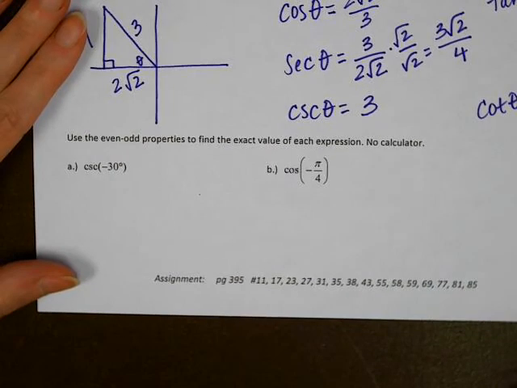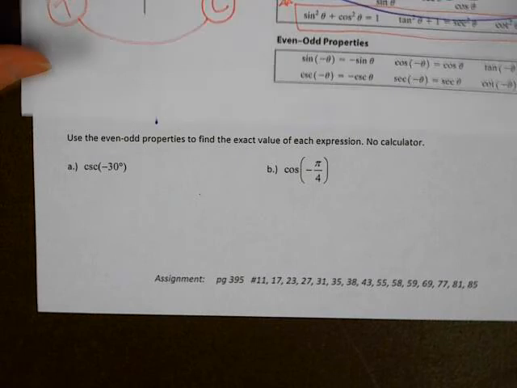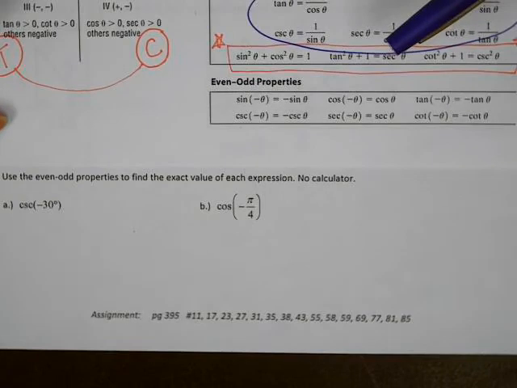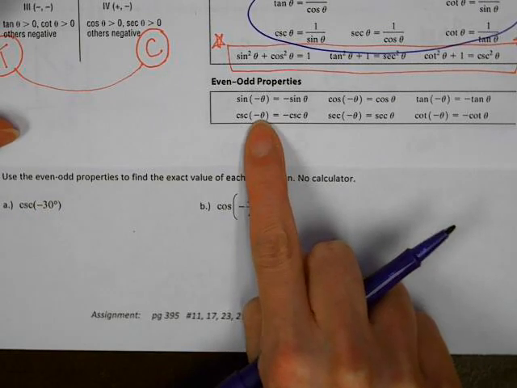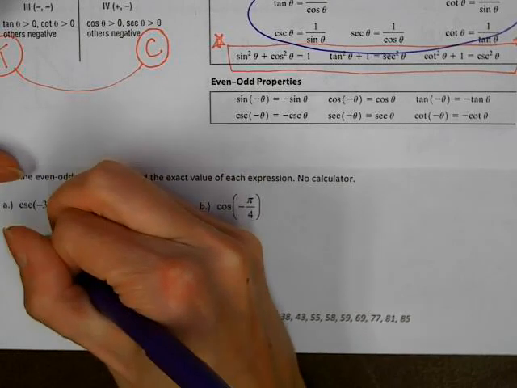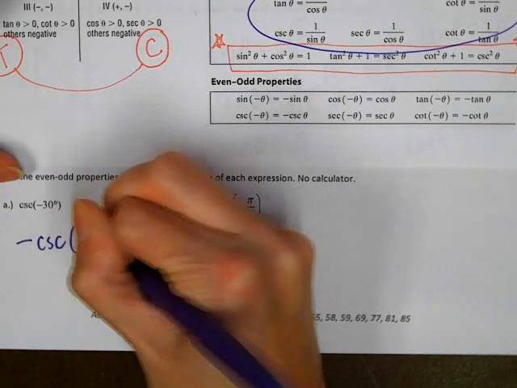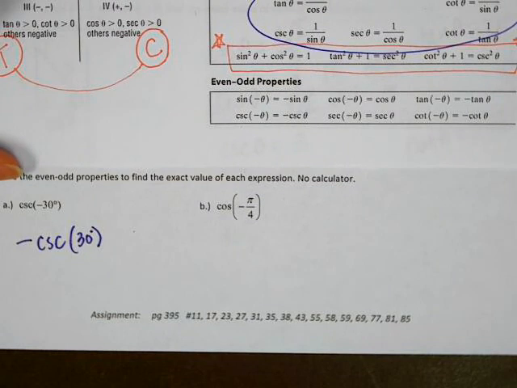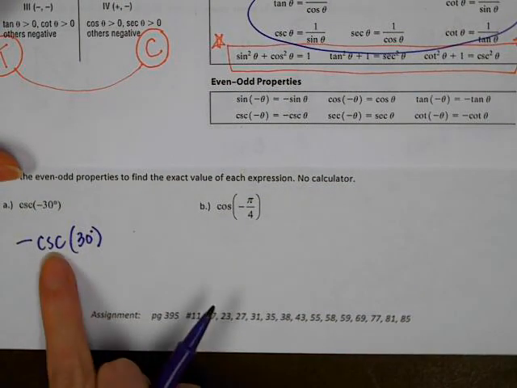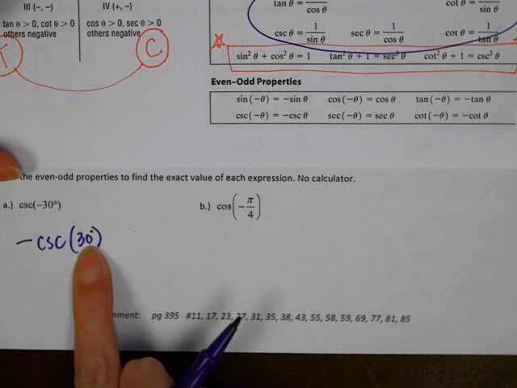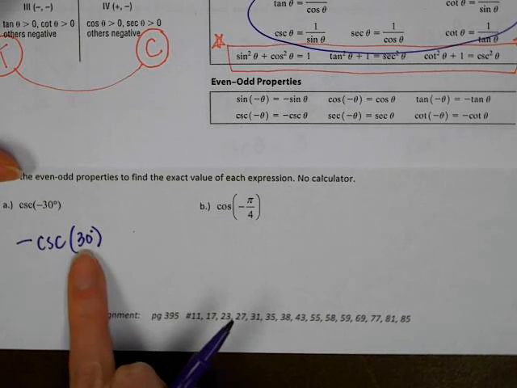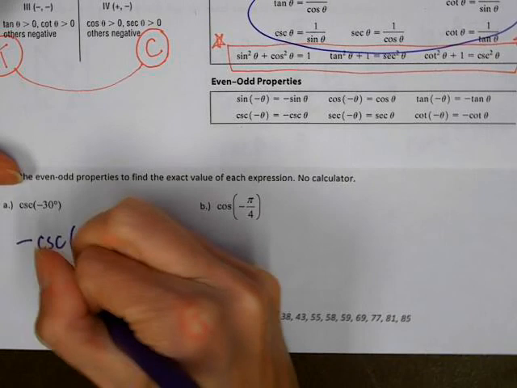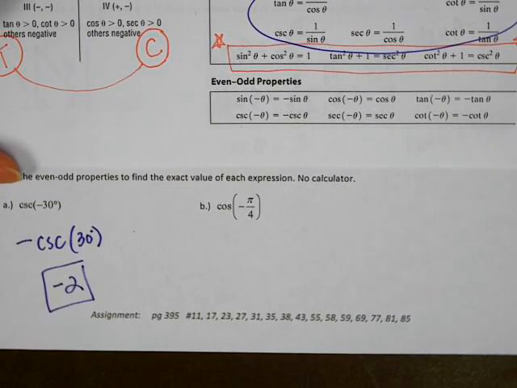And then lastly, even and odds are actually pretty easy. I'm going to pull out my even odd properties here. So cosecant of a negative angle is equal to negative cosecant of the positive angle. Okay, so cosecant of 30 on the unit circle, we know sine of 30 is 1/2, so cosecant of 30 would be 2, so this would just be -2. And these would be no calculator also.